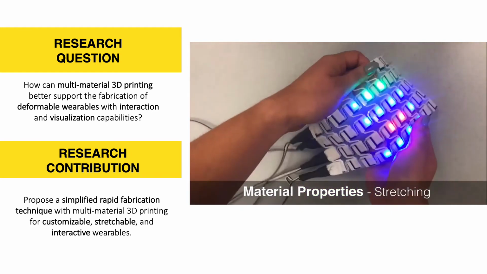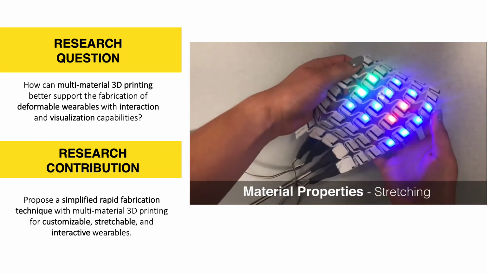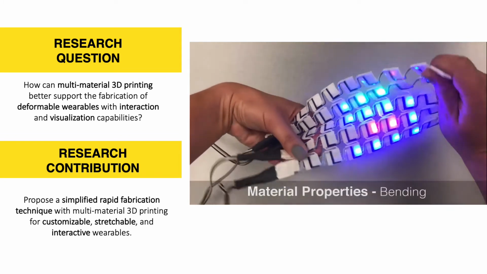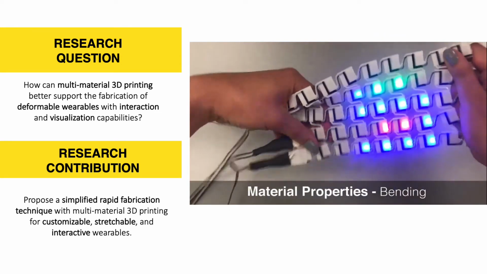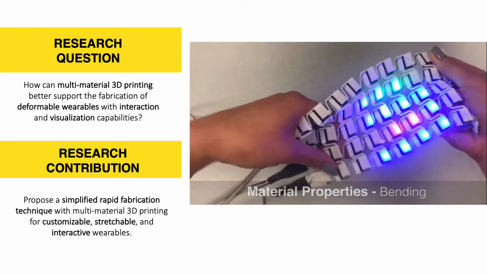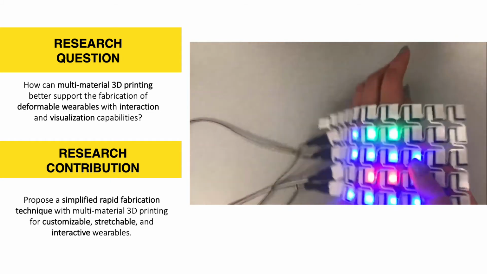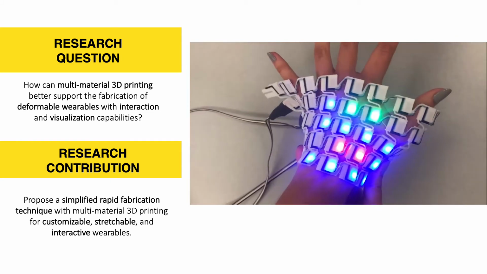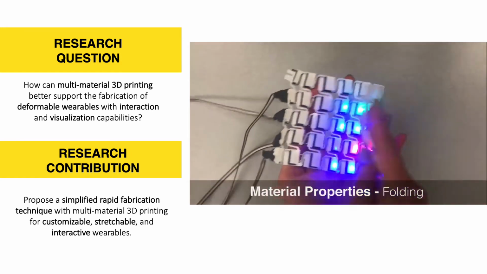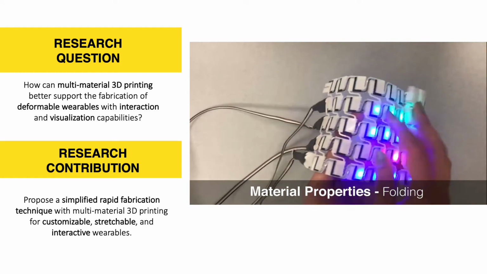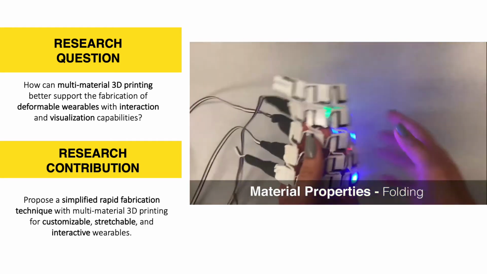As a result, we propose a more simplified rapid fabrication technique that utilizes multi-material 3D printing for developing customizable and stretchable surfaces for mobile wearables with interactive capabilities embedded during the 3D printing process. And though there is still some hands-on assembly required, particularly for embedding LEDs, generally this is very straightforward. Our main research question and motivation is to understand how multi-material 3D printing can better support the fabrication and prototyping of these deformable wearables.